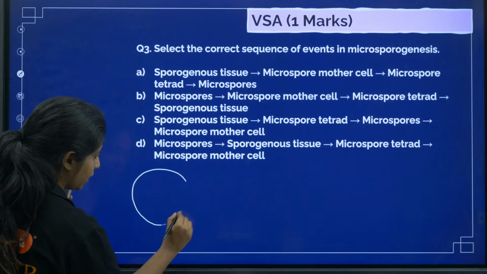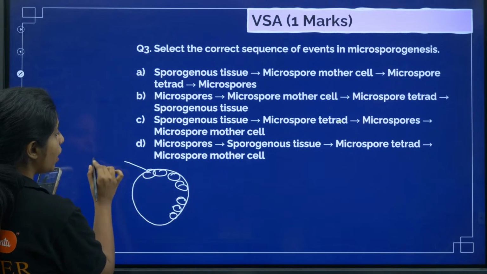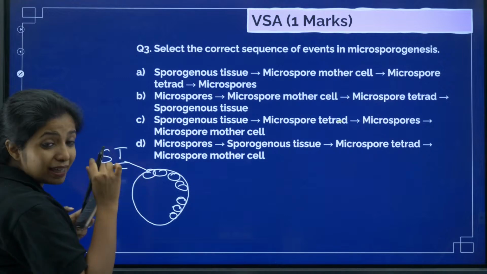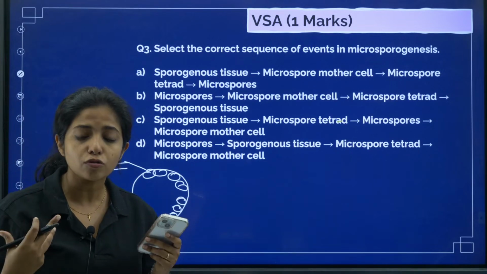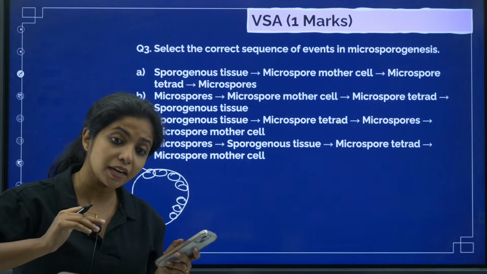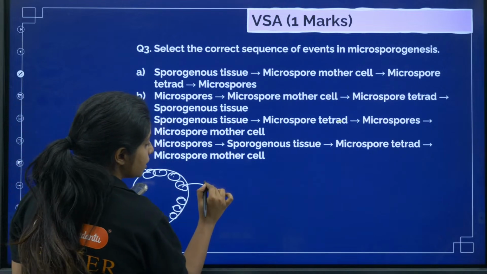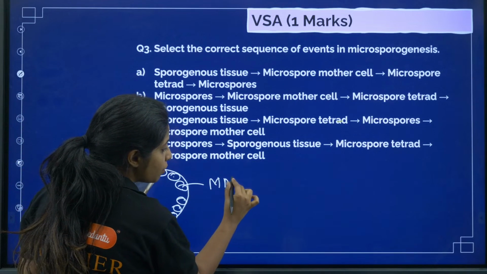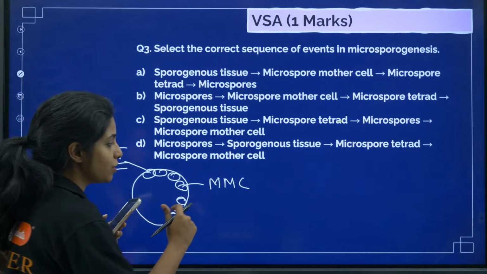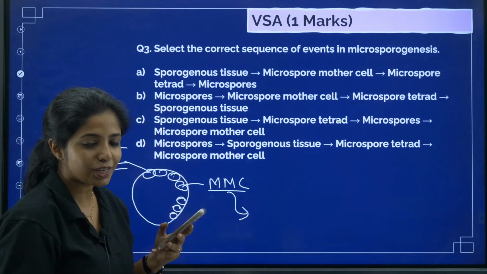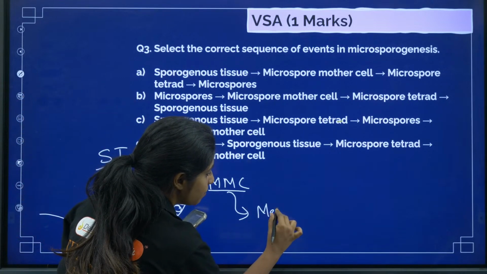So what happens is that we have a bunch of cells, as I told already. What do you call them? You call it sporogenous tissue. Now each cell of sporogenous tissue is going to act like a microspore mother cell. That means they can give rise to microspores. So all of them are going to act like microspore mother cells, my dear children. Now this microspore mother cell will undergo a process known as what? Mitosis or meiosis? This will be meiosis.